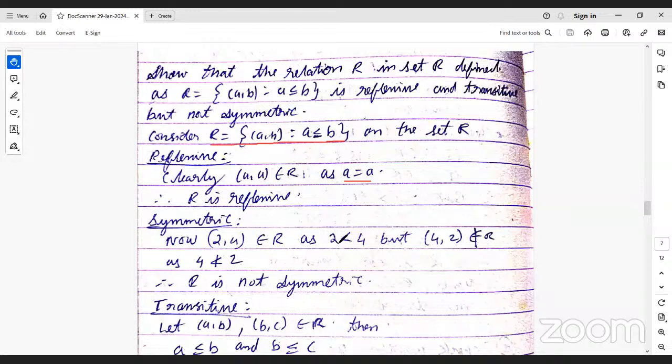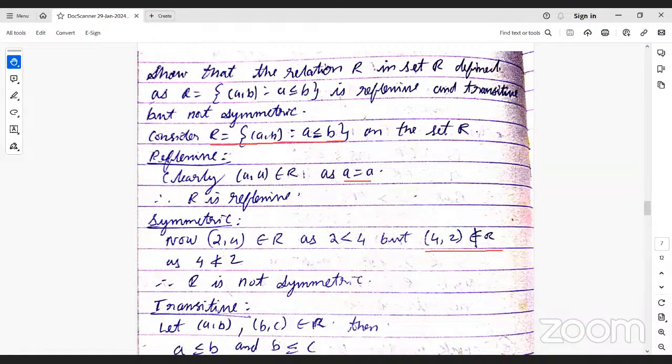Next, similarly for symmetric, we are considering an example: (2, 4) belongs to R. Why? Because 2 is less than 4. But we can see (4, 2) does not belong to R because 4 is not less than 2. Because of that, we can say this (4, 2) element is not part of the relation.